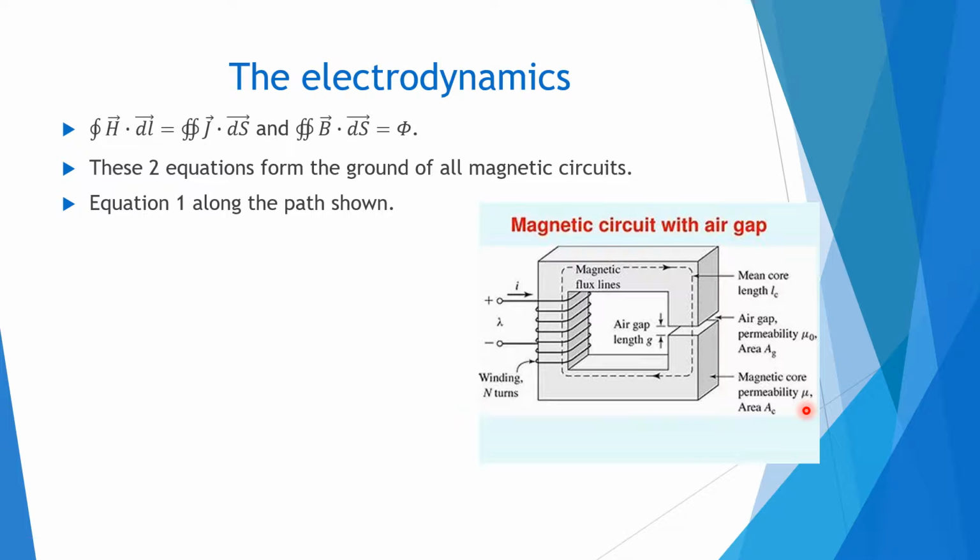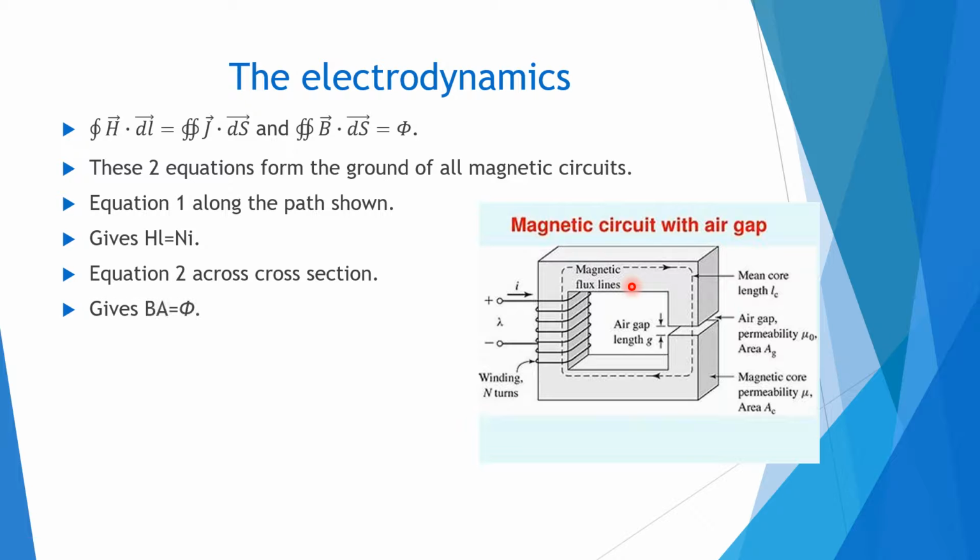Then if we apply this along the path, I have taken the mean core length, right? So I'm assuming H to be constant along this. So H times L is simply the current through this surface. So the current through this surface is basically all these. So there are n windings, so Ni. HL is Ni, right? Now the equation 2 across one single cross section. What does that give? Well, that simply gives me that BA is phi. And now all you have to do is try to connect H and B and you will be done.